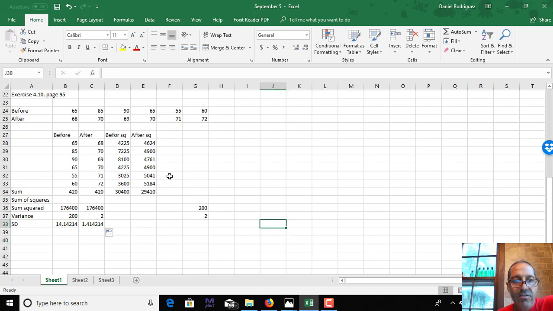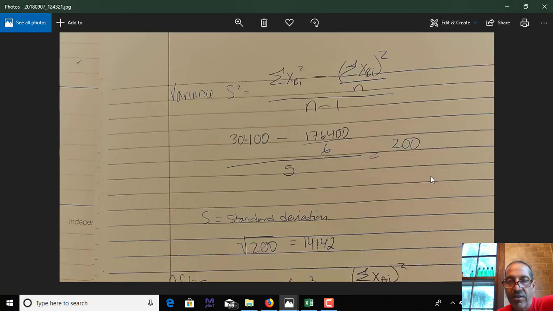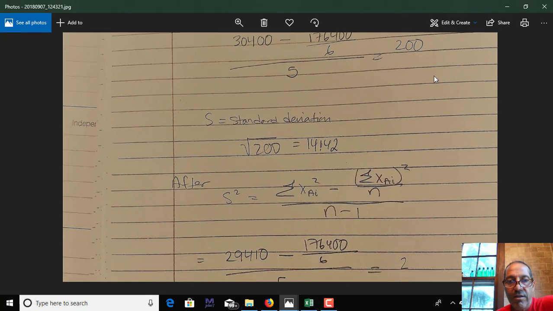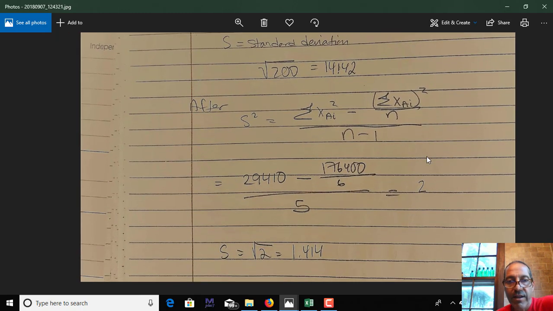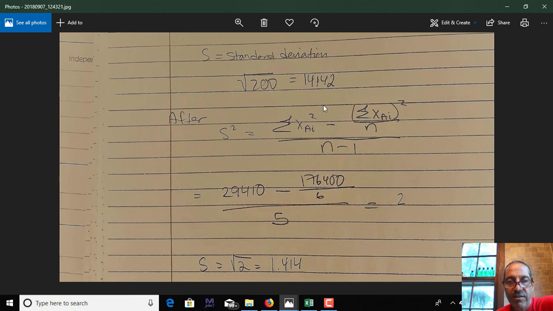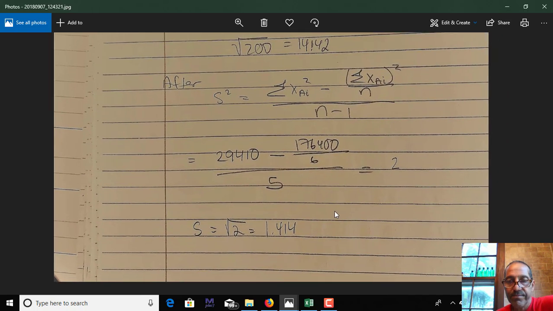Alright, so what's the moral to this story here? You can use Excel to do all of your work, but you've got to make sure you check everything very well. Make sure that you have the right values in every case. And let's look at our results here. As you can see, we've got 200 for before and then 2 for after. Okay, and these are all correct as well. All of these means, standard deviations, and variances are all correct.